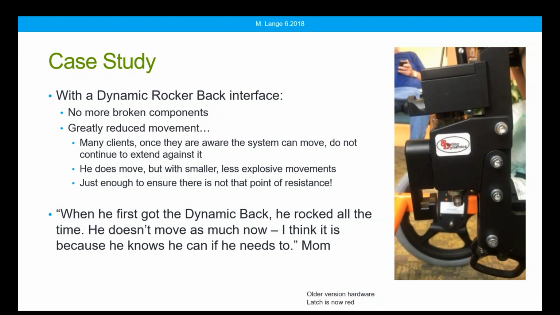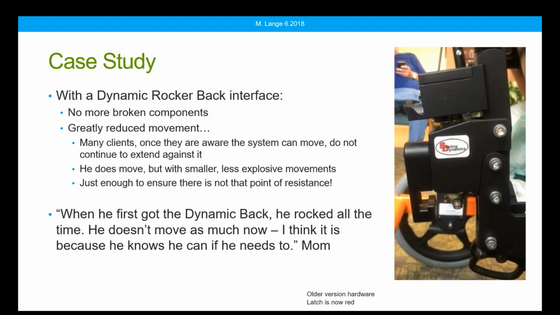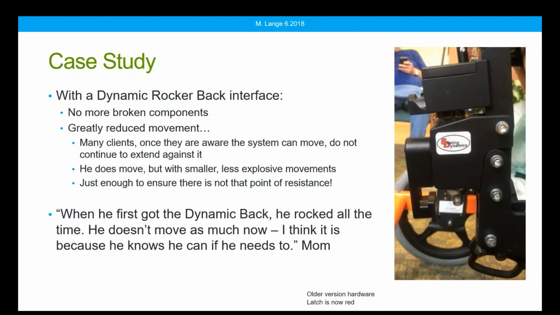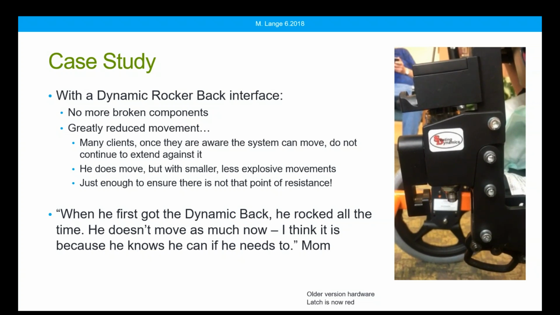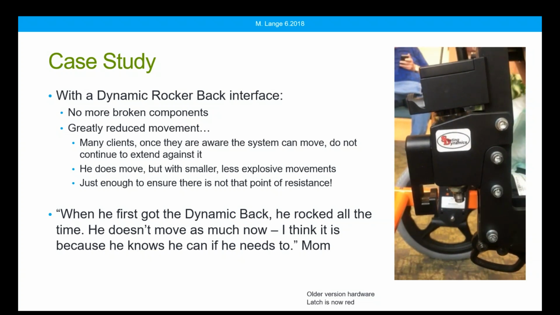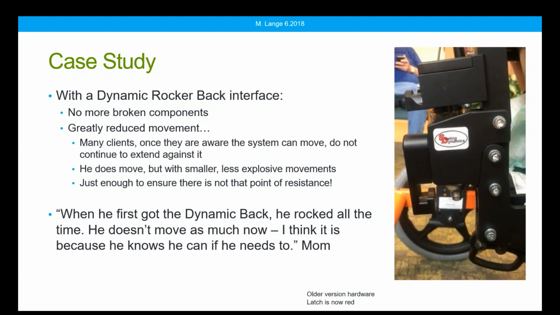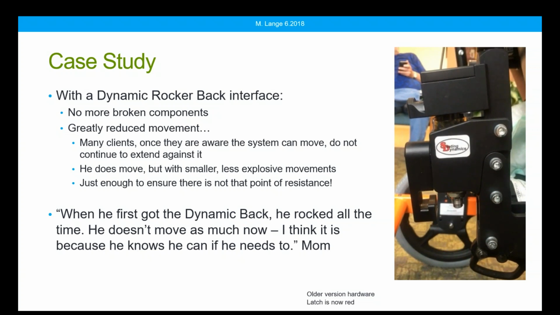As soon as I latch that back on these clients, it doesn't take them very long to note that it's not moving. They hit that point of resistance and bam, we see that huge extension again. So not uncommon for a client when they first receive dynamic seating to move a lot, but over time to show these small amounts of movement. They just need to know it's there.